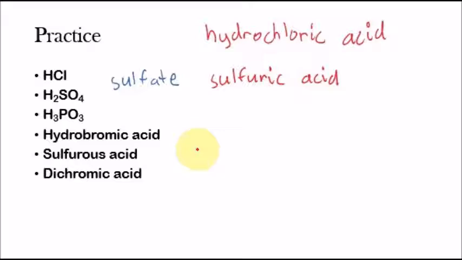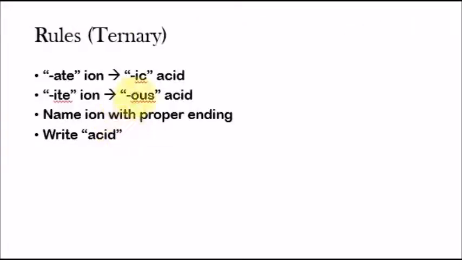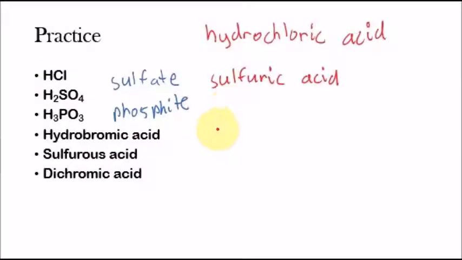All right. Now here we have phosphite. PO3 3- is phosphite. Since this is an ite ion, it turns into an us acid. So the way we name this acid is phosphorus acid. Basically, you have to look at the polyatomic ion, identify if it's an ate or an ite ion, and based on that, we either use the ic ending or the us ending, and then we just write the word acid.